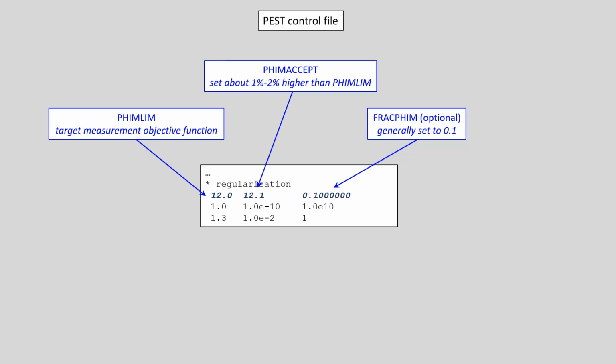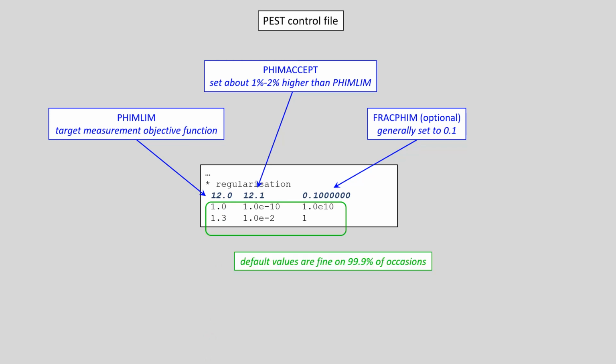Regularization is always visible as the measurement objective function is lowered in an attempt to achieve the target. Once the measurement objective function becomes low and 0.1 times the value of the current measurement objective function is less than phimlim, then the target measurement objective function is phimlim. The rest of these variables, read about them in the PEST manual. These settings are fine 99.9% of the time.